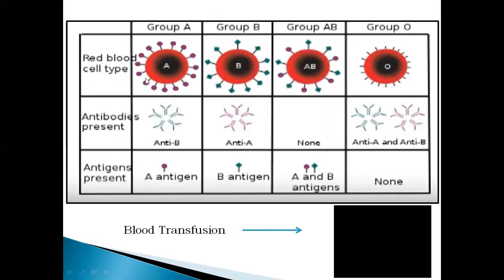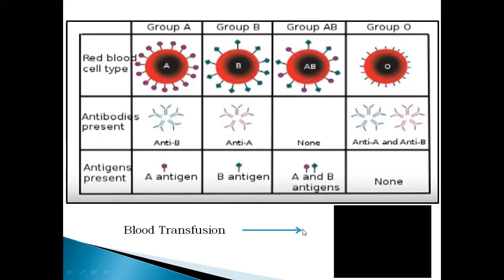Red blood cell types: Group A has anti-B antibodies present and A antigens present on the cells. Group B has antibodies for A and a B antigen, while AB has no antibodies and has both A and B antigens, while O has antibodies for both A and B, and there are no antigens present on them.